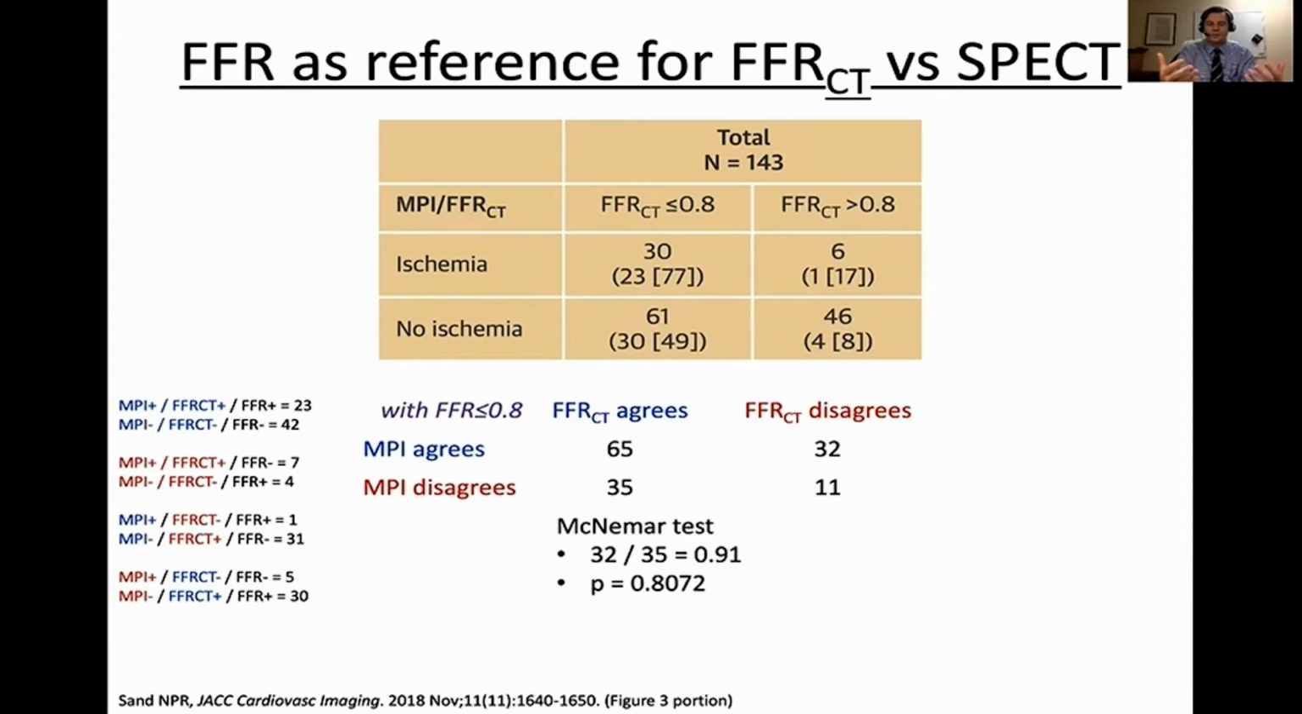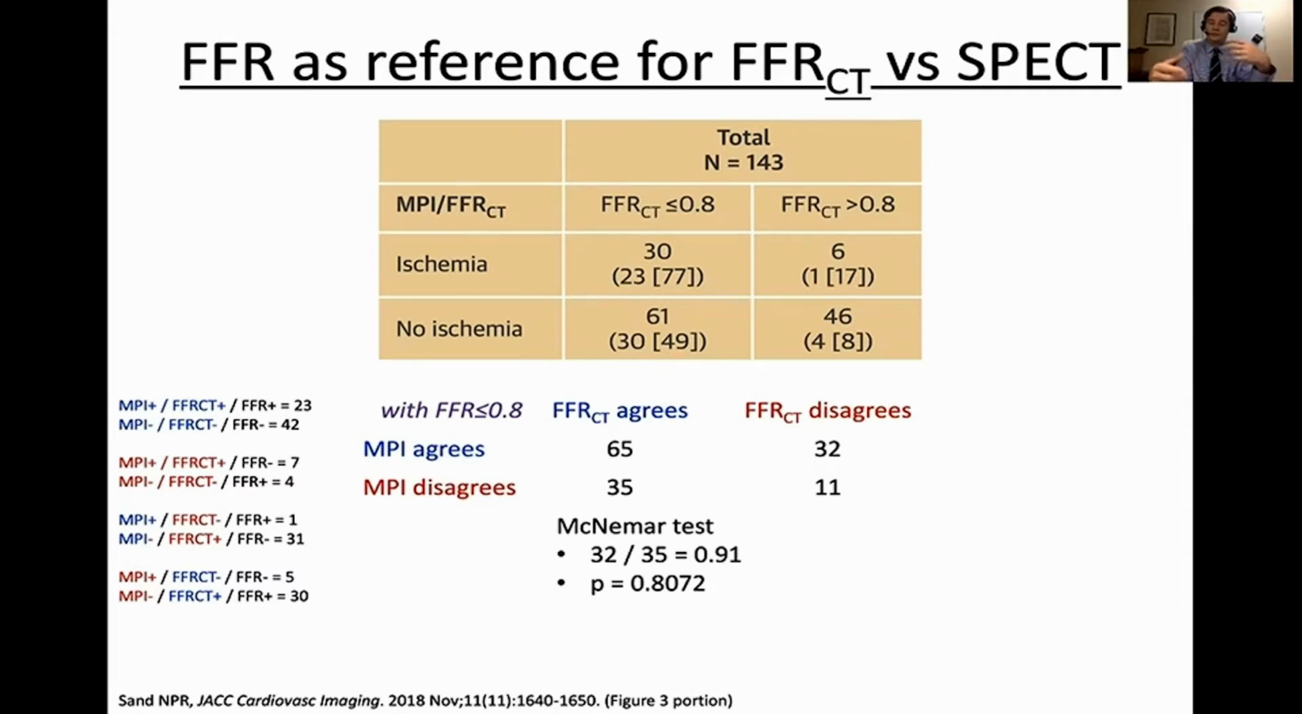And this is a 2x2 table where the SPECT either shows a reversible defect or not. That's what they mean by ischemia. Or the FFRct value is low or not. That was the FFR criteria. And you can see here that of the 140 or so patients, roughly half of them, the two tests agreed, right? 30 cases, the SPECT was abnormal and the FFRct was low. In 46 cases here, the SPECT was normal and the FFRct was normal. So in about half of cases, the two tests tell you exactly the same thing.